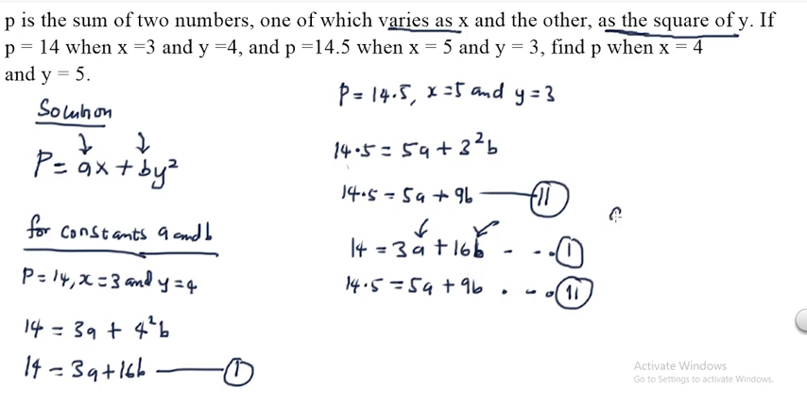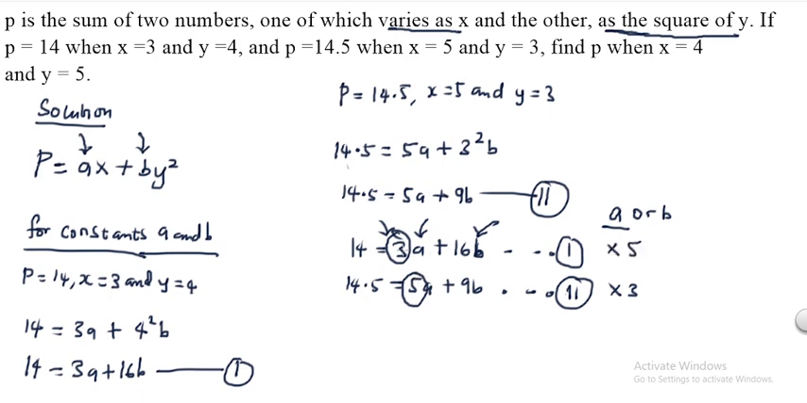We can choose whether to eliminate a or b. In this case, I choose to eliminate a. Watch what I will do. The coefficient of a here is 3, so I'll use it to multiply this equation, times 3. And the coefficient of a here is 5, so I'll use it to multiply this equation, times 5.